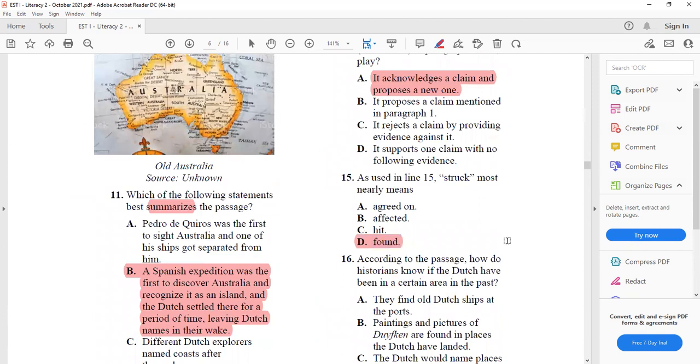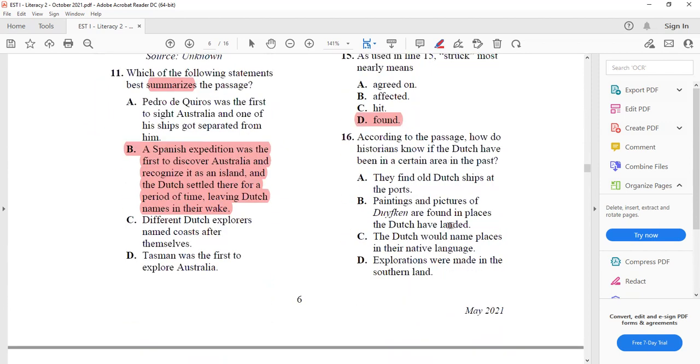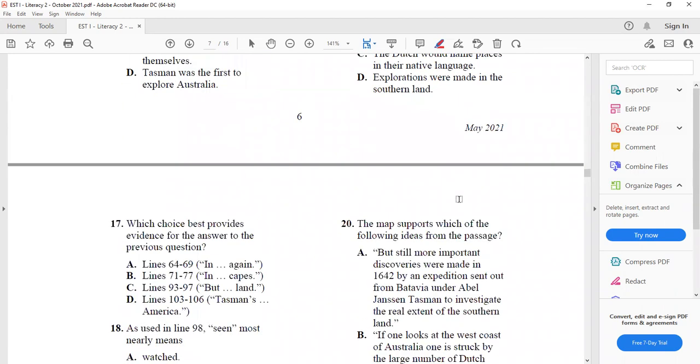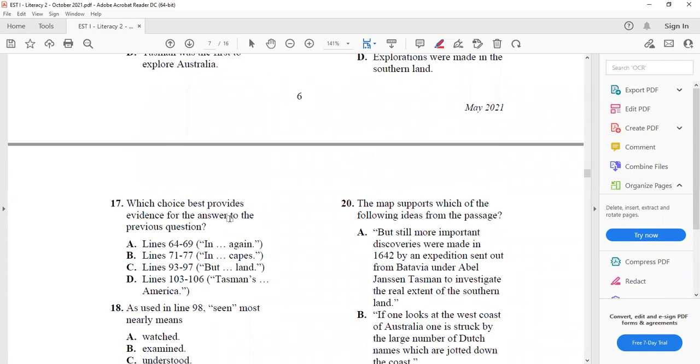Number 16 and 17, it's an evidence-based question. Again, it's an evidence-based question. It says, according to the passage, how do historians know if the Dutch have been in a certain area in the past? Okay, let's go to the evidence to find out.